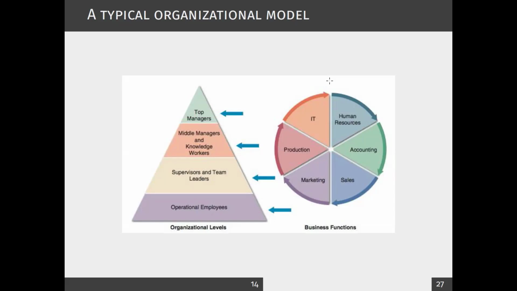And some of these operations come under operational employees, supervisors, middle management, top managers, and so on. For example, the vice chancellor in our university is one of the top managers. For example, operational employees could be the lecturers, or sometimes even the students as well.